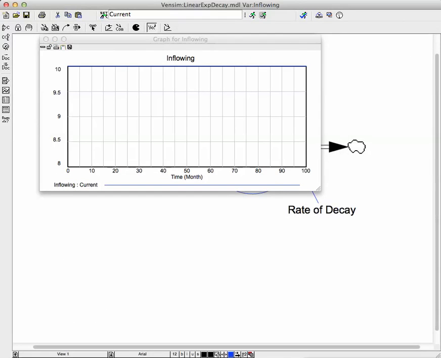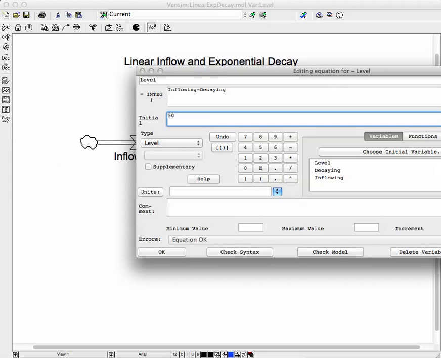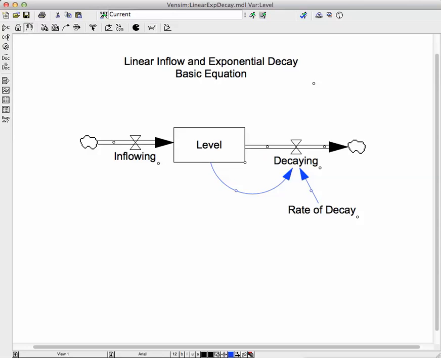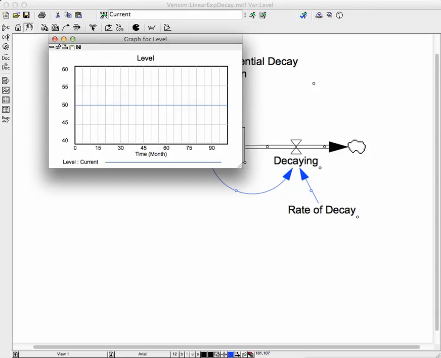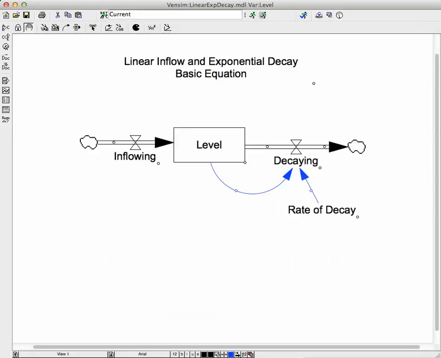Well, that's the inflow again. Have to click on the little hand and then highlight the level, and then it'll show in the graph the variable that you just highlighted. So the level here is 50, and it's in equilibrium. So this is our basic model for linear inflow and exponential decay.